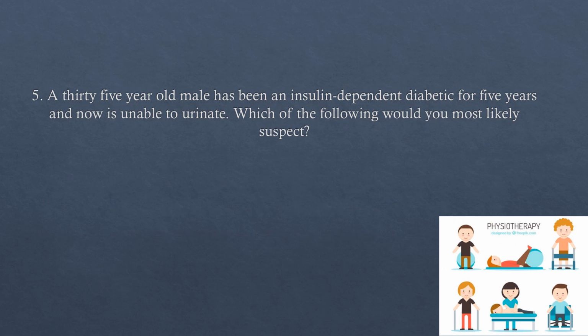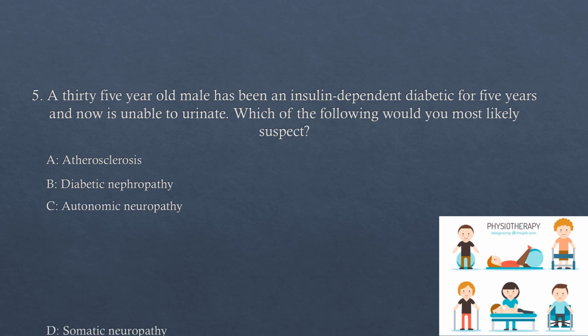Question number 5. A 35-year-old male has been an insulin-dependent diabetic for 5 years and now is unable to urinate. Which of the following would you most likely suspect? A. Atherosclerosis. B. Diabetic nephropathy. C. Autonomic neuropathy. Or D. Somatic neuropathy. And the answer is letter C, autonomic neuropathy. Let's go to the next question.